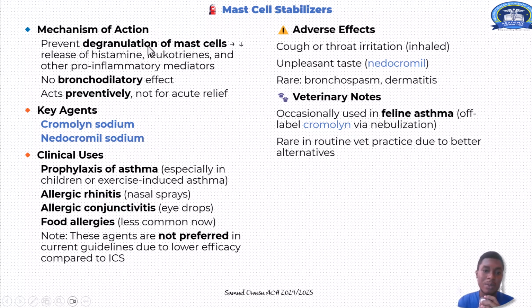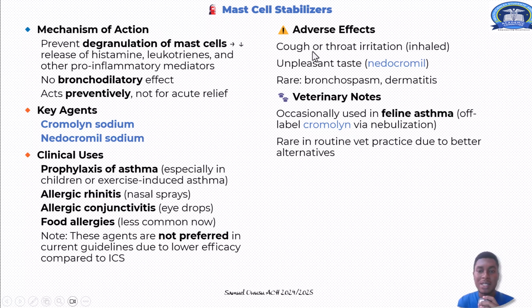Yeah, the mast cell stabilizers. We want to prevent the degranulation of mast cells, and so you can give cromolyn sodium and nedocromil sodium, like we mentioned. And these are used as a prophylaxis for asthma, especially in exercise-induced asthma. Yes, exercise too can cause asthma. And we have allergic rhinitis, allergic conjunctivitis, and then food allergies. They are not preferred in the GINA guideline due to their lower efficacy compared to the inhaled corticosteroids. I want to emphasize that inhaled corticosteroids must be used.